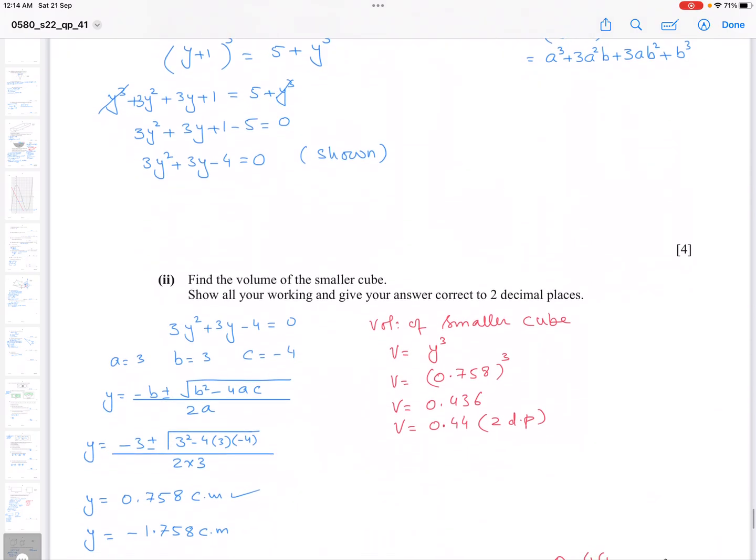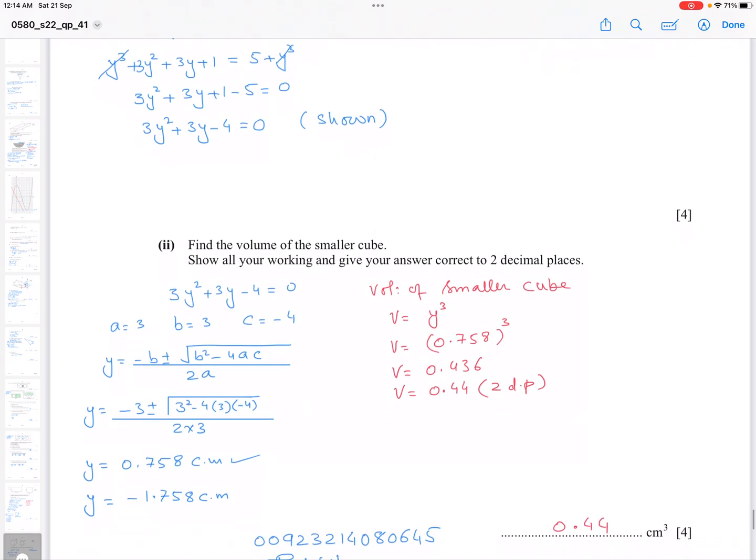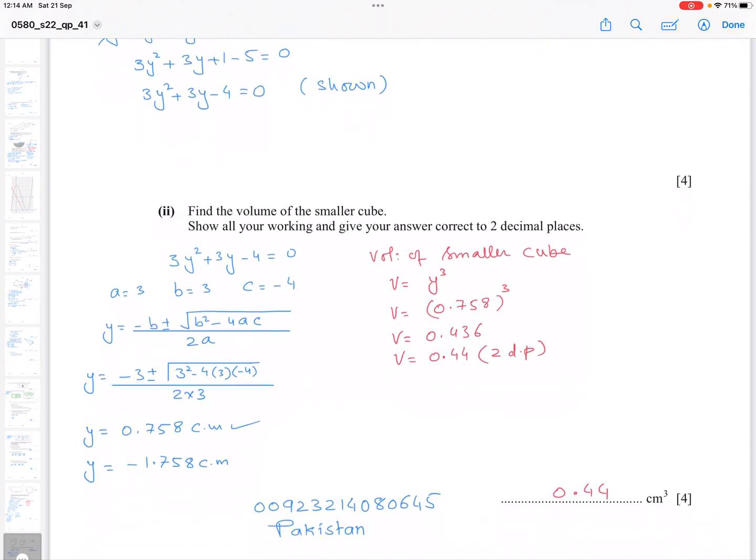Find the volume of the smaller cube. Show all your working and give your answer correct to 2 decimal places. So 3y square plus 3y minus 4 is equal to 0. Your a is equal to 3, b is equal to 3, c is equal to minus 4. Place these values in the quadratic formula and use your calculator to solve. Find out the value of y. So one value of y is 0.758 and other is negative 1.75.